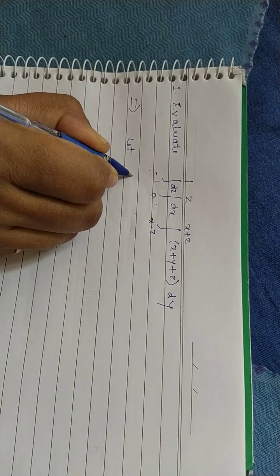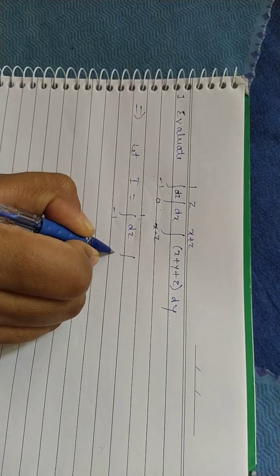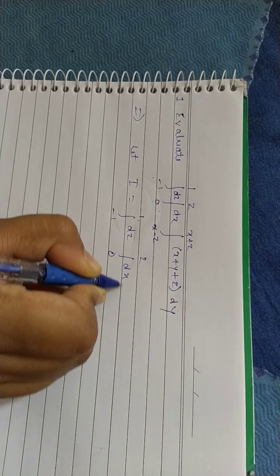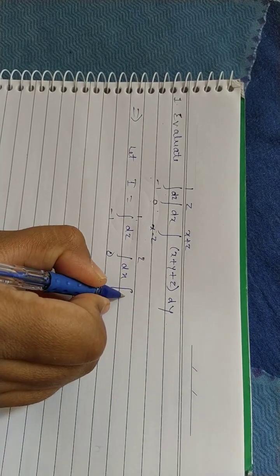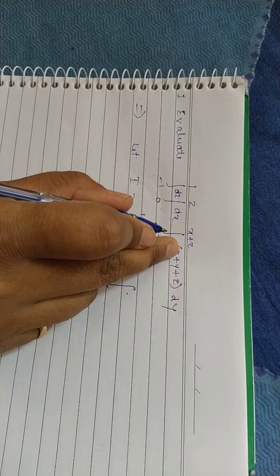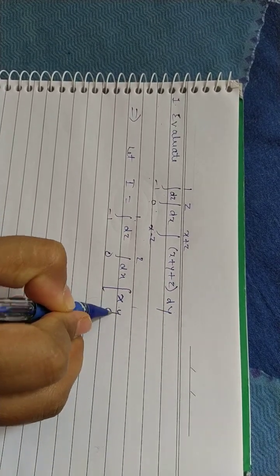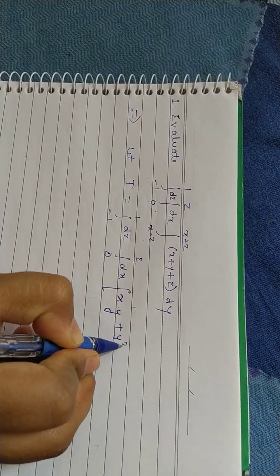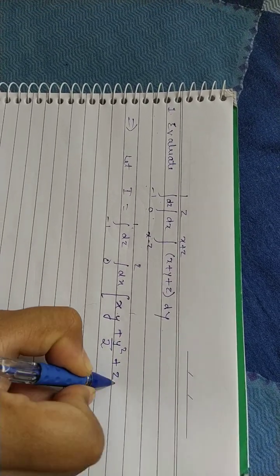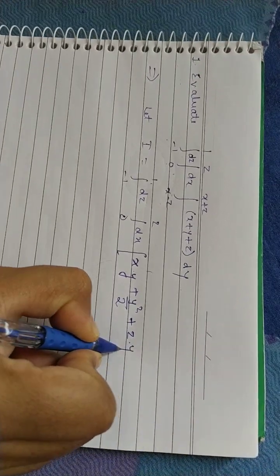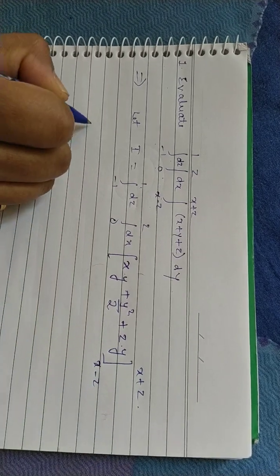So let this integration be denoted by I: integral from -1 to 1 dz as it is, 0 to z dx as it is, and integrate this with respect to y. As we are integrating with respect to y, x and z will be treated as constant. So x constant, integration of dy is y. Integration of y with respect to y is y square by 2, plus z constant, integration of dy is y. Limits x minus z to x plus z.